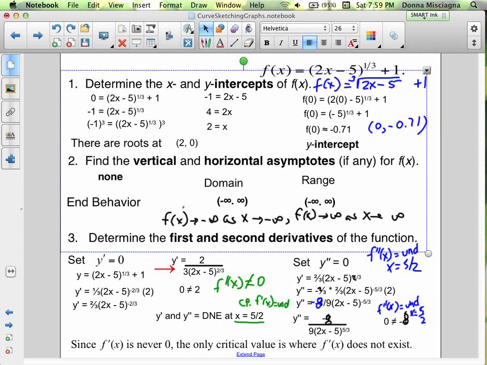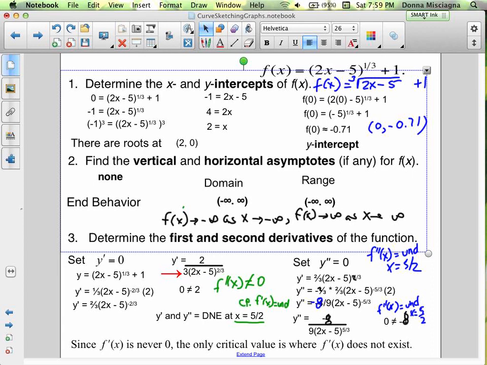So the first derivative never equals 0. So there goes that one. However, we still do have a critical point. The critical point is where the first derivative is undefined. Right? And so it's going to be where 2x minus 5 equals 0, and that would be 5/2. So we have one critical point at 5/2.